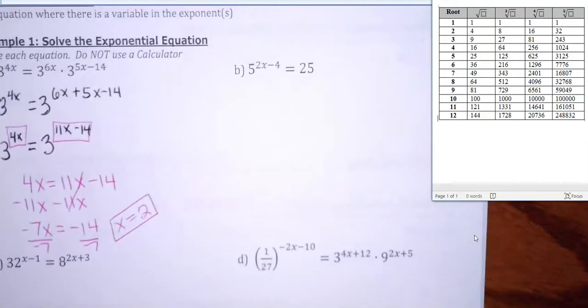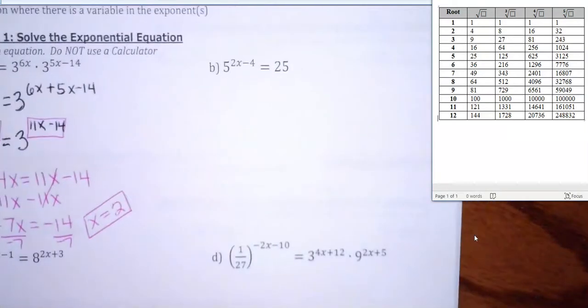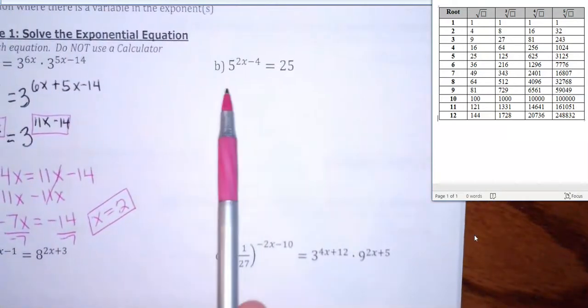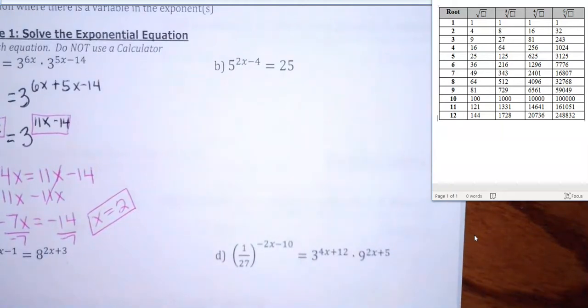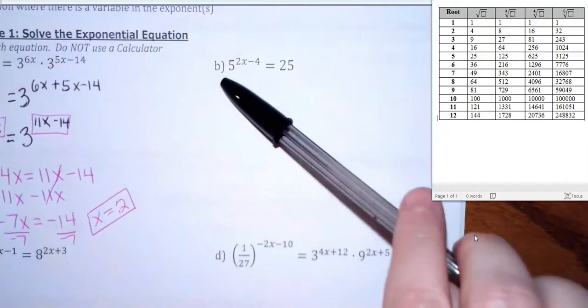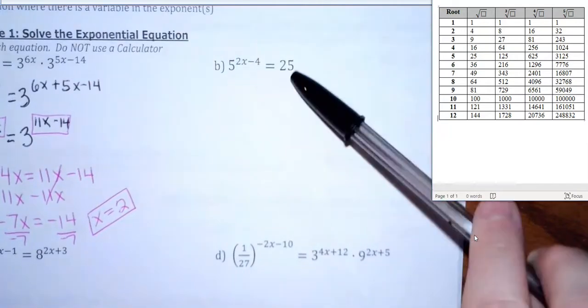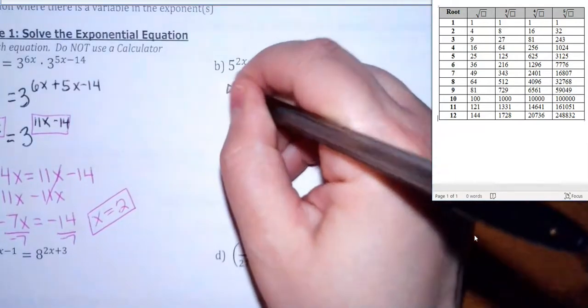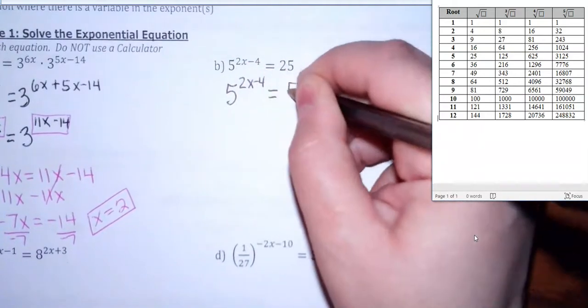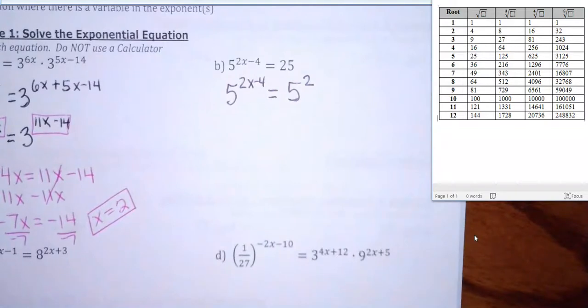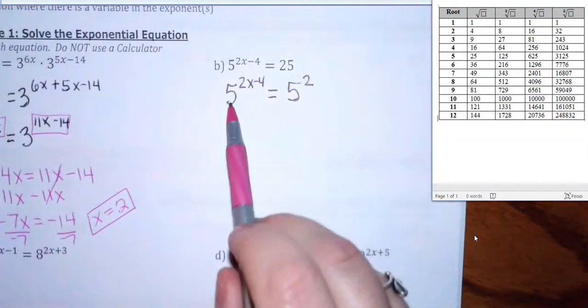Okay, so my next equation here, let me slide this over. I've got 5 to the 2x minus 4. I have this 25. What I want to do, since I have a base of 5 here, is try to rewrite 25 as 5 to a power, which we can do. So this is 5 squared. I'm just rewriting. When you do that manipulation, then I have both of these being 5.